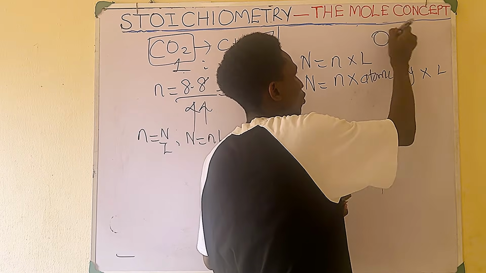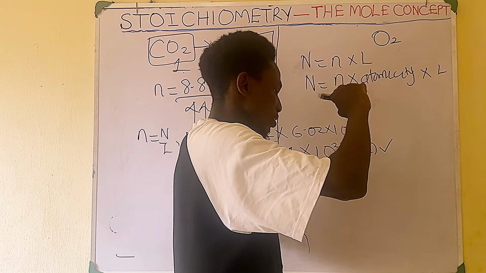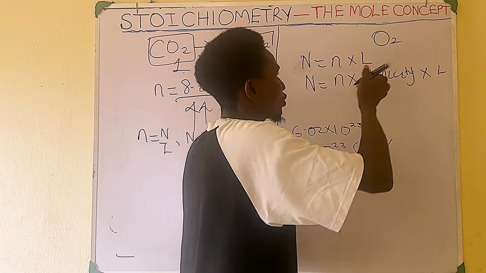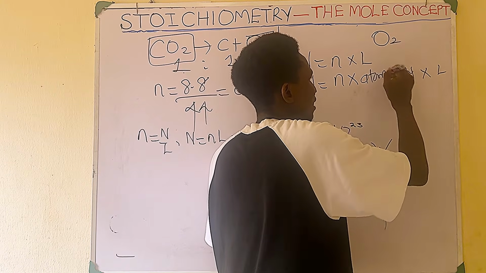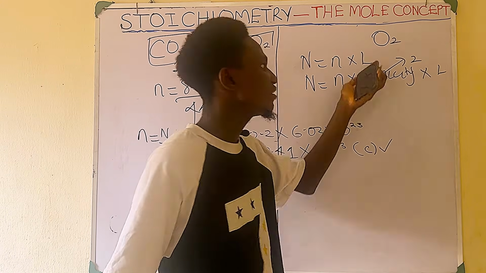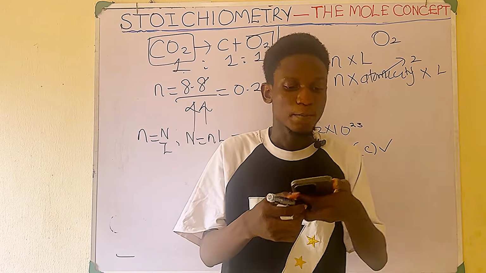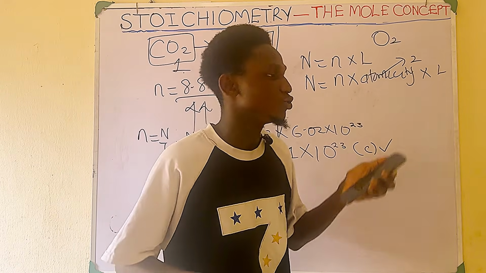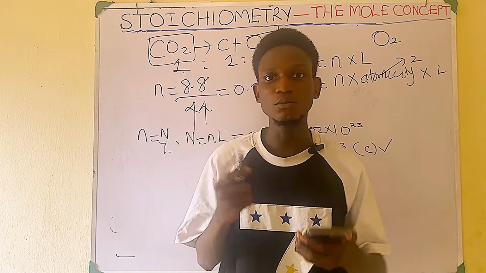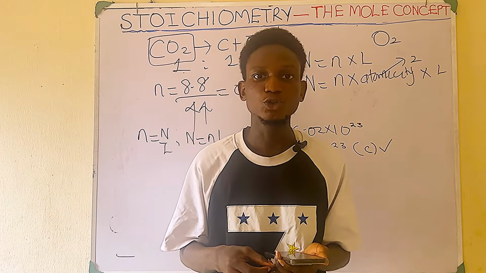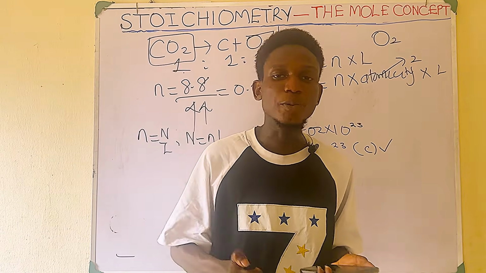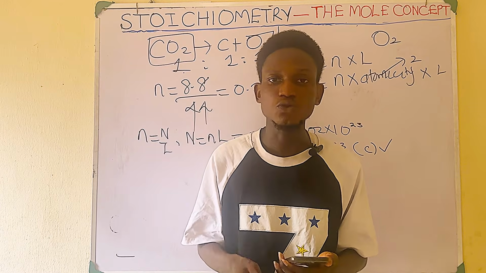Oxygen gas, or the oxygen molecule, is O2. So it means that I have an atomicity of 2. So you're going to have a different answer in both questions. Solve that question and drop your answer in the comment section. I'm going to give you more assignments, which will be shown on your screen right now. So do all the assignments, drop your answers in the comment section, and we are good to go for this video.